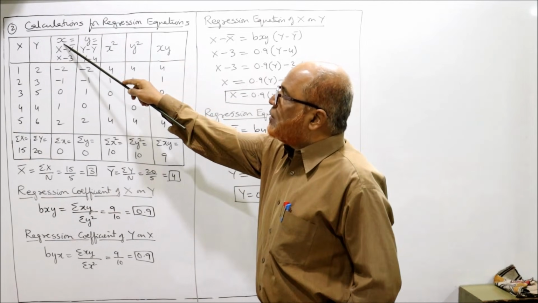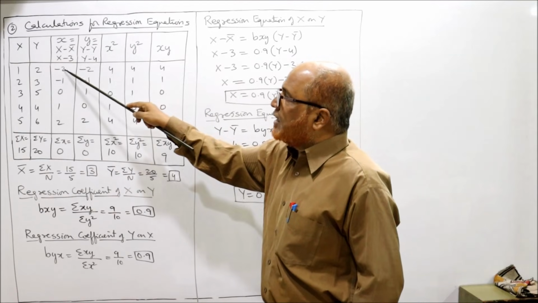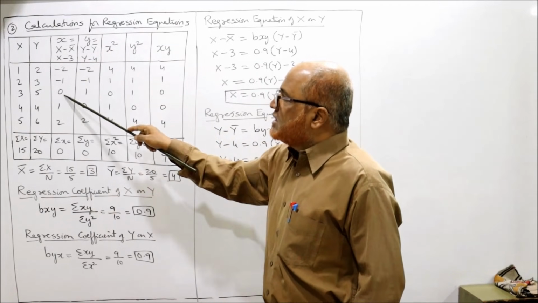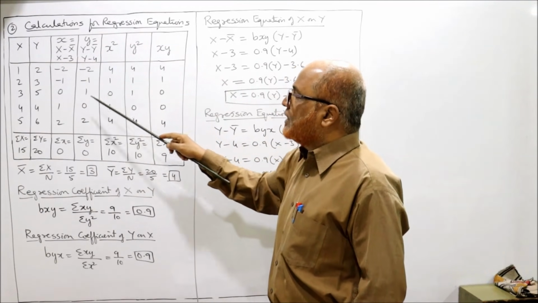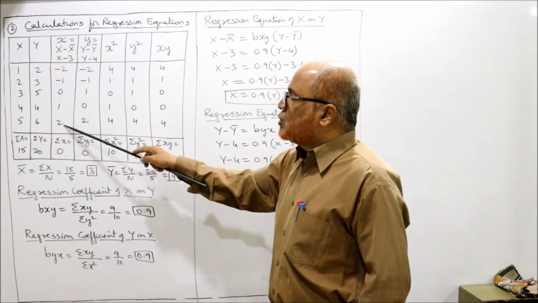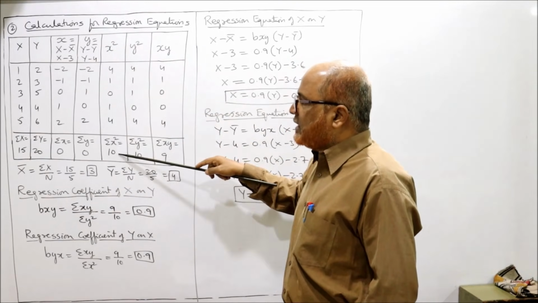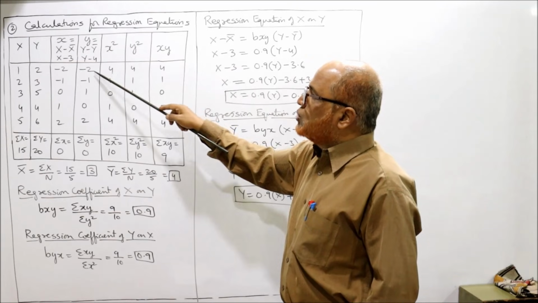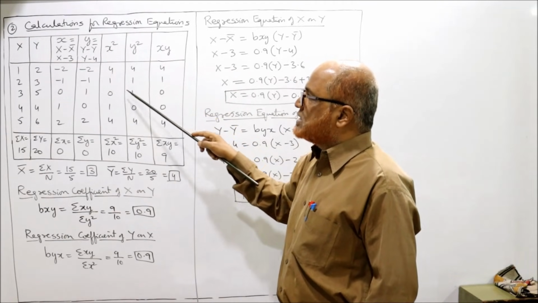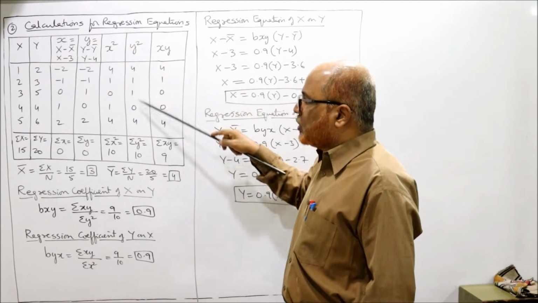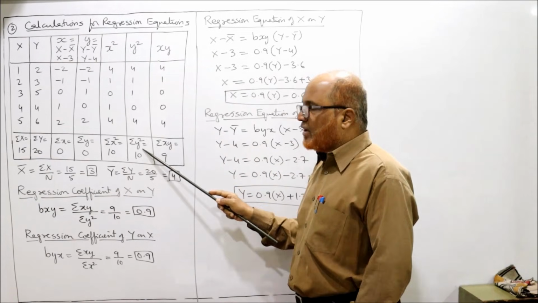X square, this is small x. We will square this small x. 2 2s are 4, 1 1s are 1, 0 square is 0, 1 1s are 1, 2 2s are 4. So the total of x square is 10. Similarly y square: 2 2s are 4, 1 1s are 1, 1 1s are 1, 0, 2 2s are 4. Total is 10. So summation x square is 10, summation y square is 10.